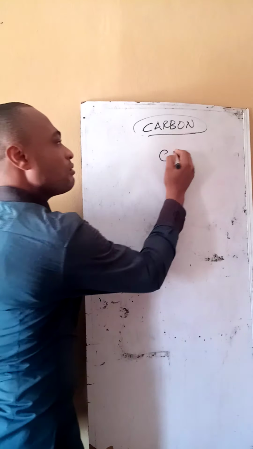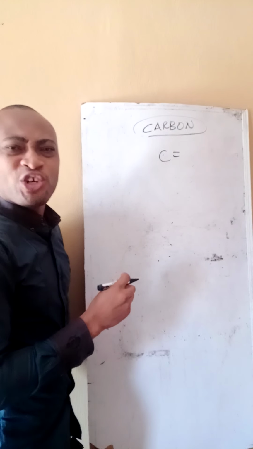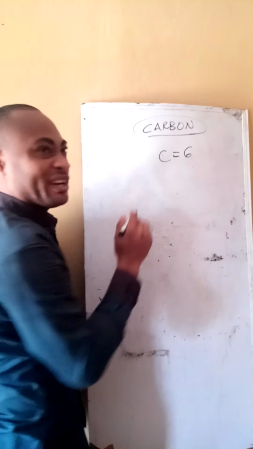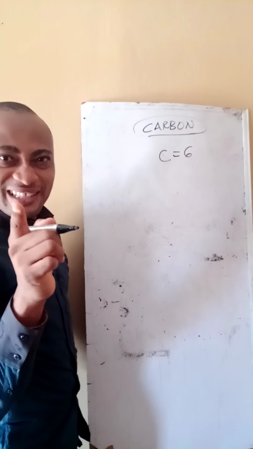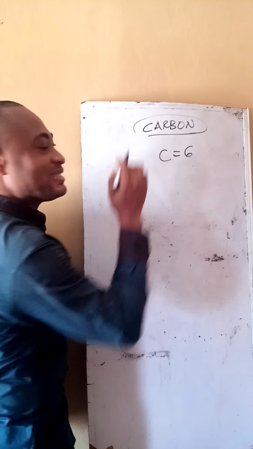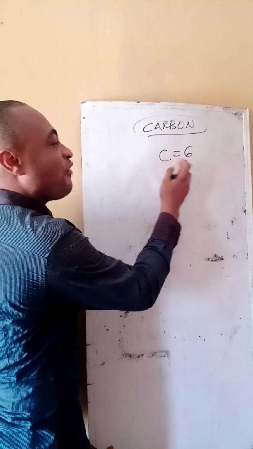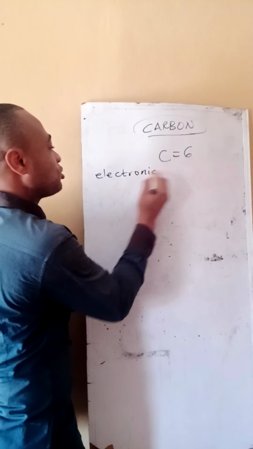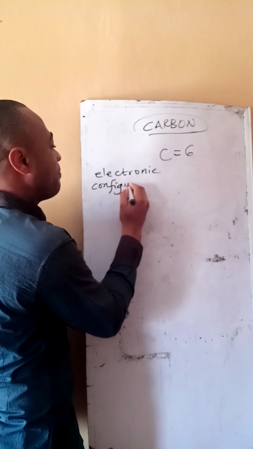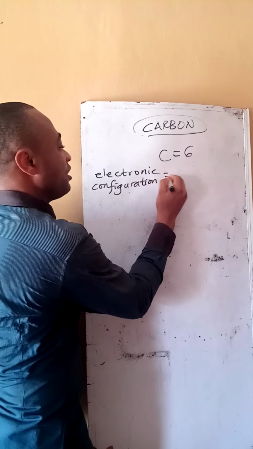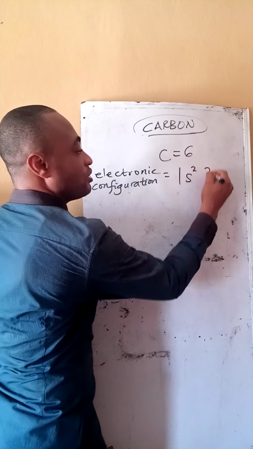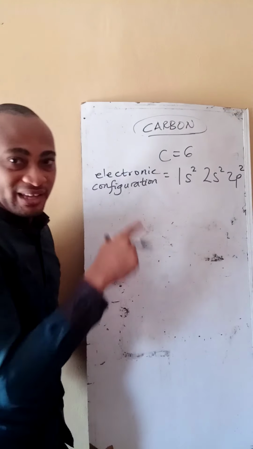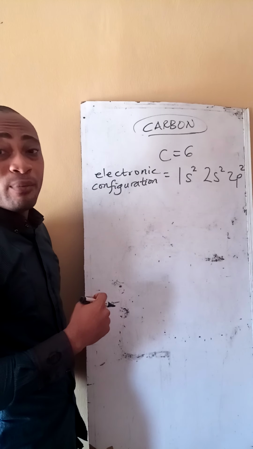First, what is the atomic number for carbon? Yes, what is it? Yeah, 6. Very good. You got that right, if you said 6. Now, carbon is 6. That means the electronic configuration of carbon is what? Look at the electronic configuration of carbon. It is 1s2, 2s2, and 2p2. Yeah, this is the electronic configuration of carbon.